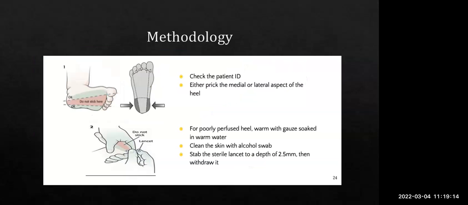Okay, for the method, first we need to check the patient ID, and after that, prick the medial or lateral aspect of the heel. This is for neonates less than 6 months. And then for a poorly perfused heel, warm with gauze soaked in warm water, then clean the skin with an alcohol swab, and stab the sterile lancet to a depth of 2.5 millimeters, then withdraw it. Okay, next slide.